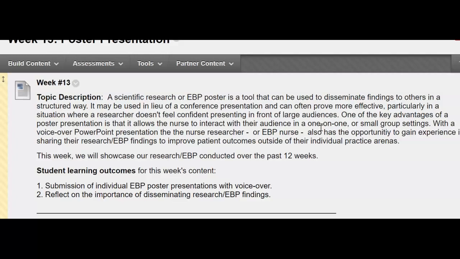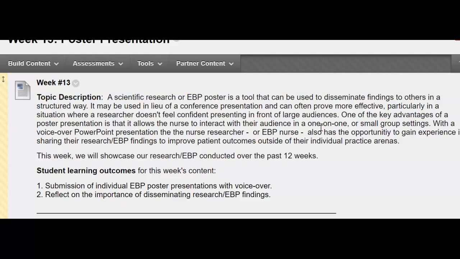So we know that a poster is a tool, and this tool can be used to disseminate research findings and evidence-based practice findings to others in a very structured way. It can be used in lieu of a conference presentation, and oftentimes that's more effective. Number one, you have an opportunity to do that. You're more likely to have an opportunity to do a poster presentation than a conference presentation.